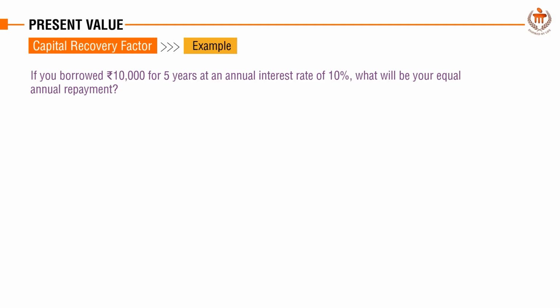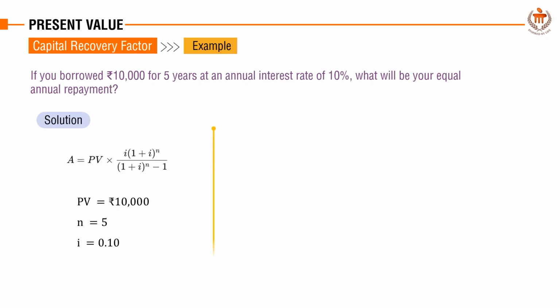Let us apply this to an example. Suppose you borrowed 10,000 rupees from a friend and you need to repay it over 5 years at an annual interest rate of 10%. To calculate the annual repayment in this case, PV is equal to rupees 10,000, I is equal to 0.10 and N is equal to 5. Putting all these values in the formula, we get an annual payment of rupees 2,638.